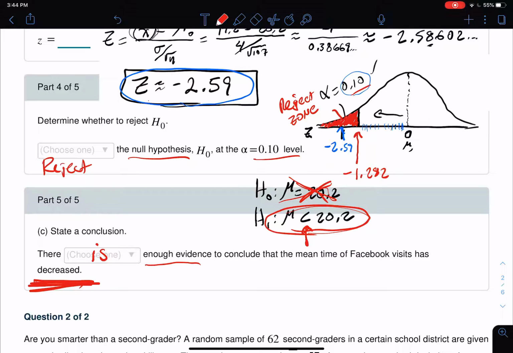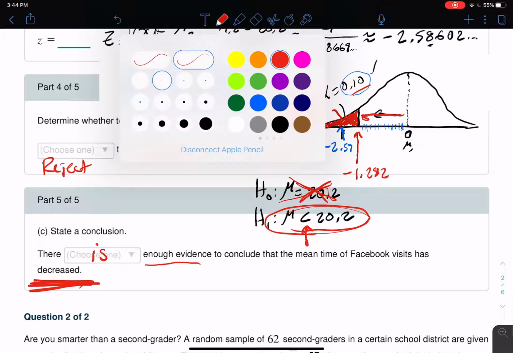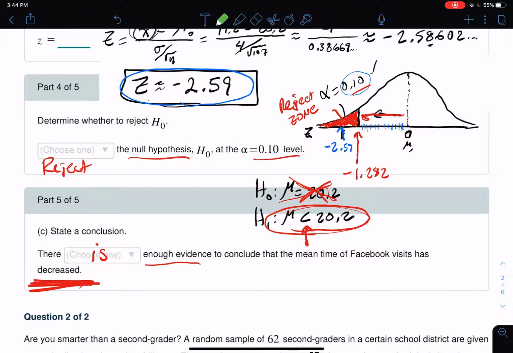We do a test, and if our test statistic from our sample mean is so far away from the mean, we say this is looking a little fishy. I'm going to reject that. Okay, and how do we know whether to reject or not? Well, once again, if your test statistic lands in this region, then you do not reject. Do not reject.